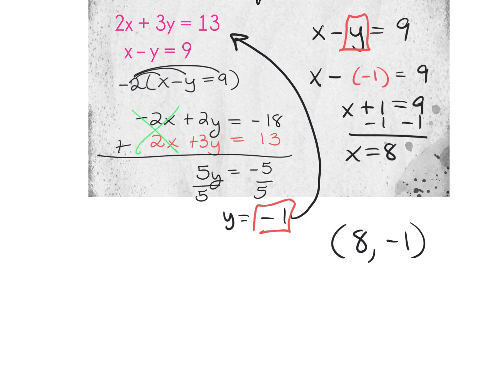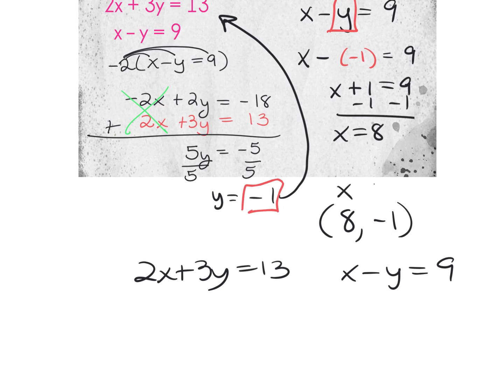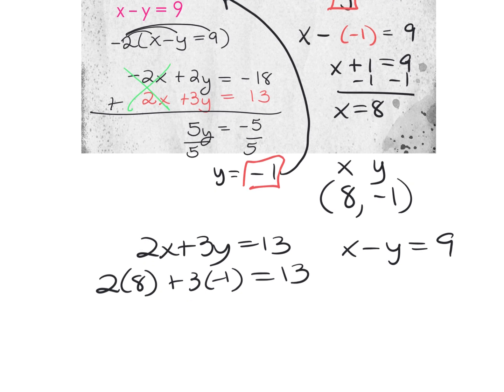So for example, if I take my two original equations and I take the ordered pair that I just found and I plug it into both. If it doesn't work for both, you did something wrong and you need to start all over again. So remember, this is x, this is y. So if I put 2 times 8 plus 3 times -1, if after I multiply and add, it doesn't give me 13, then I've done something wrong. But it does. 16 minus 3 is 13.